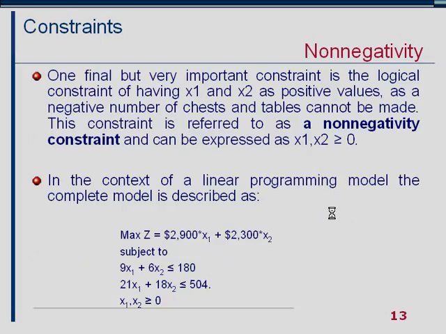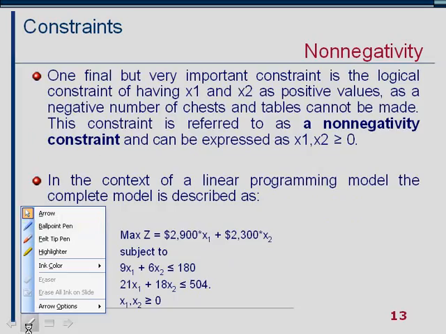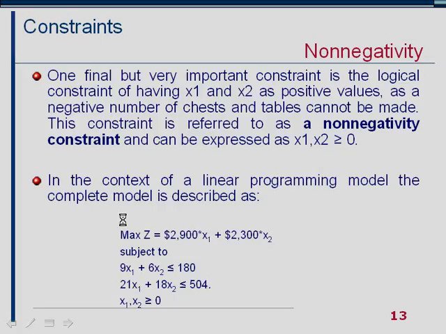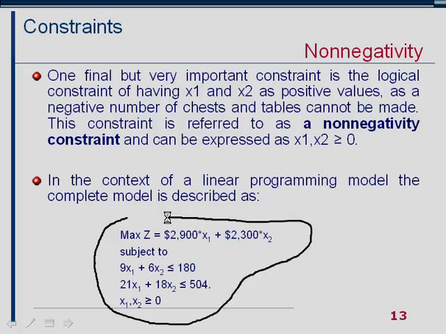So in the context of a linear programming model, the complete model is described as what you see here. We want to maximize z equals 2900x1 plus 2300x2, subject to our labor constraint, 9x1 plus 6x2 less than or equal to 180, our lumber constraint, 21x1 plus 18x2 less than or equal to 504, and our non-negativity constraint. So this is a complete linear programming model in the context of operations research or management science.